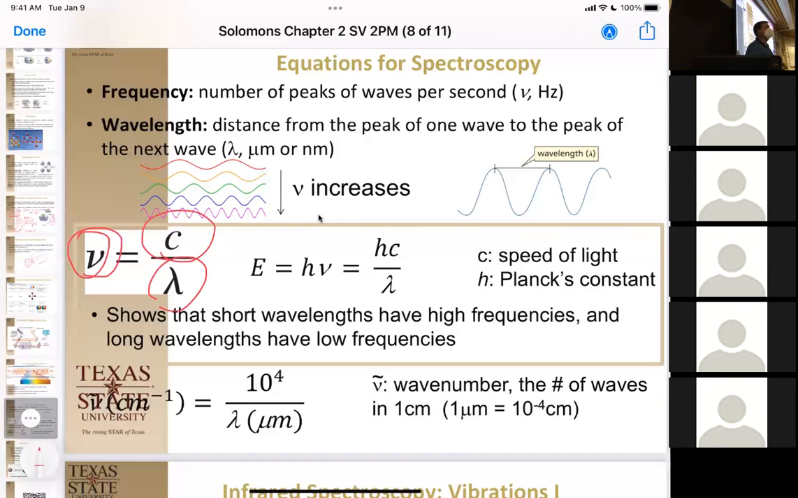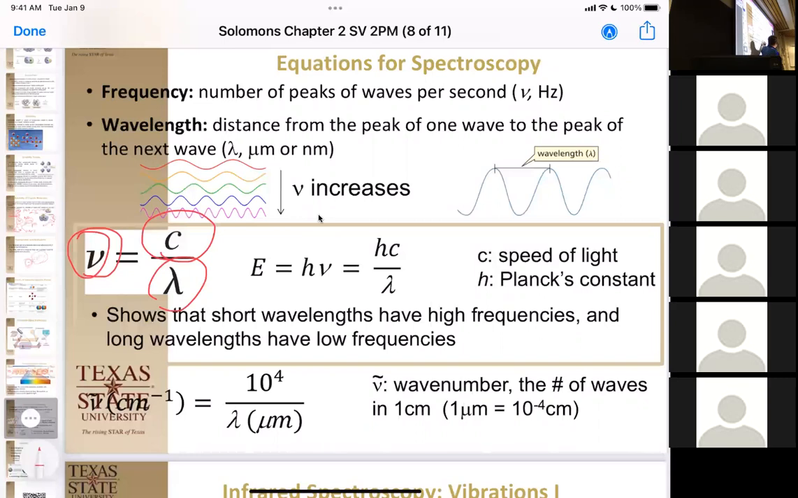Now, the other thing we can find out if we play a little with our numbers is that our frequency times a constant is equal to energy. So frequency is proportional to energy, okay? So that means if something absorbs at a certain frequency, it's interacting with a certain amount of energy. Now the equation here is Planck's constant times the frequency, but we can also do it where we have Planck's constant times the speed of light divided by wavelength.